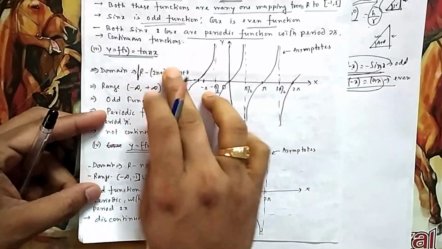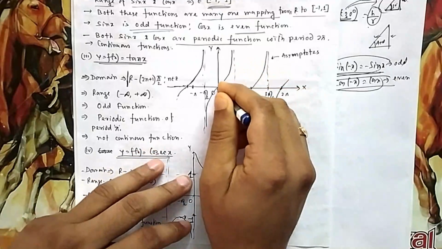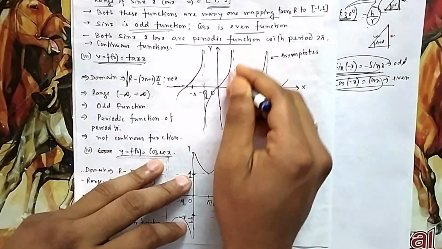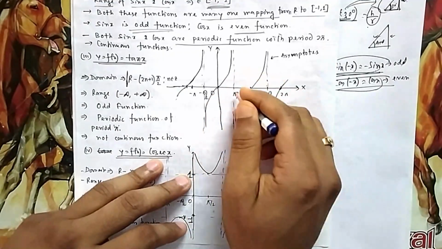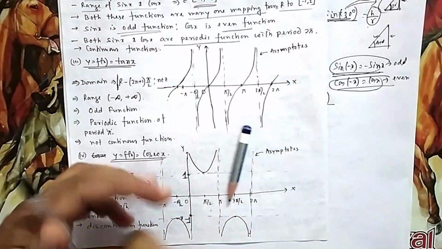Now, in tan x, if you draw the tan x, tan 0 is 0, tan of pi by 2 is infinite. So you go to infinite, and tan of minus pi by 2 is minus infinite. It will start from minus pi by 2, and tan pi is 0. You can see this one.